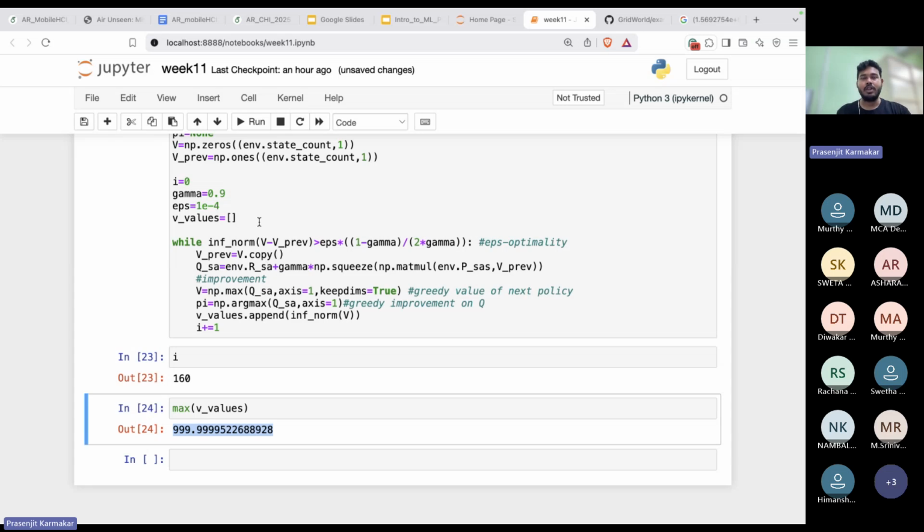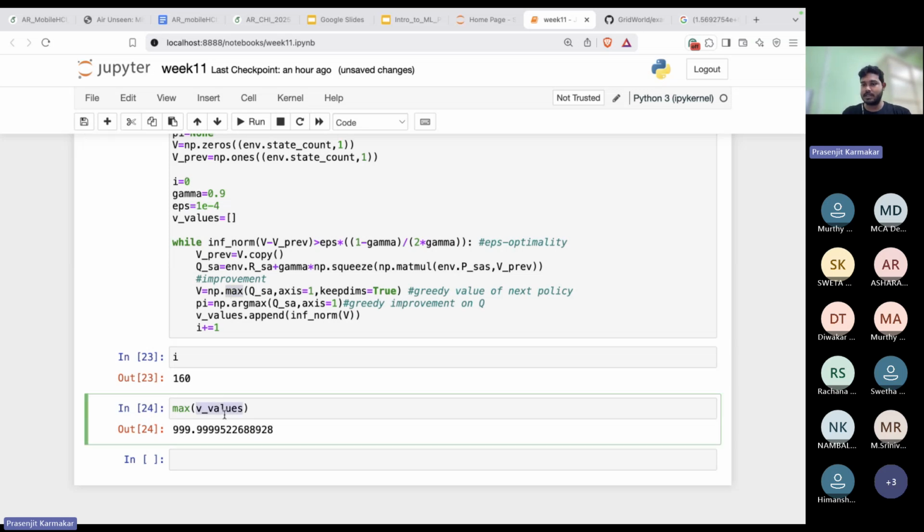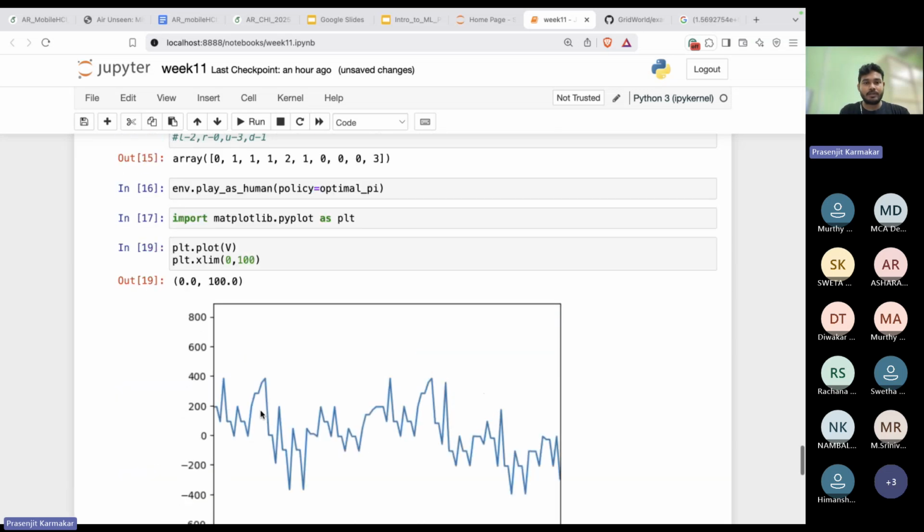And since you take this max, there is a maximization bias you can have, so this value function can be a bit biased, but it's fine. So if I just plot the value function, right?